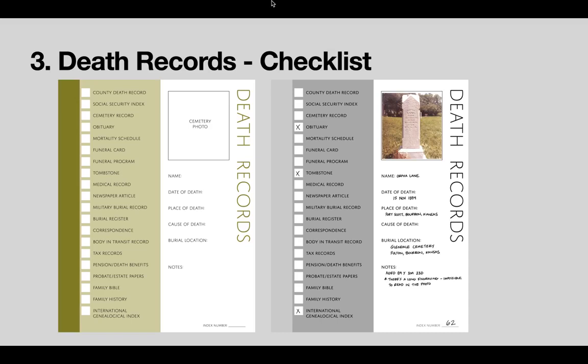And death records made the number 3 spot because death records are often the easiest to find when you're really starting from nothing with an ancestor, just because death records are always going to be the most recent record that you have of that ancestor because it's the last records that they had.